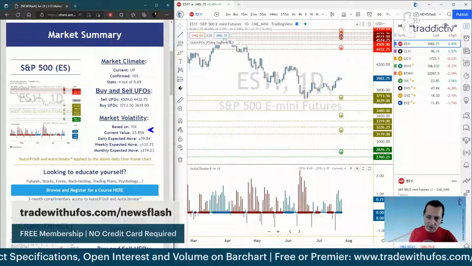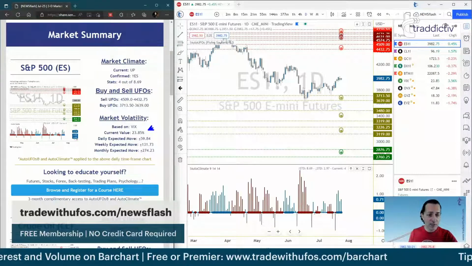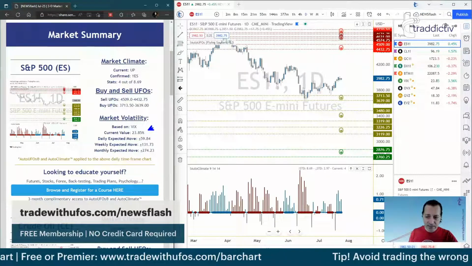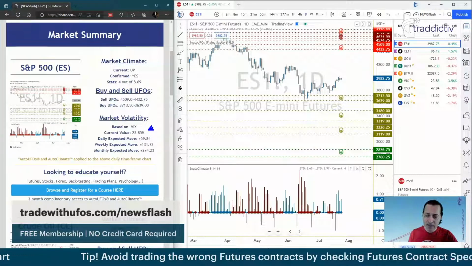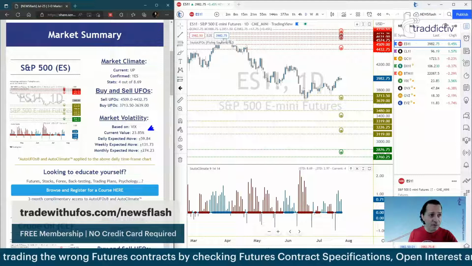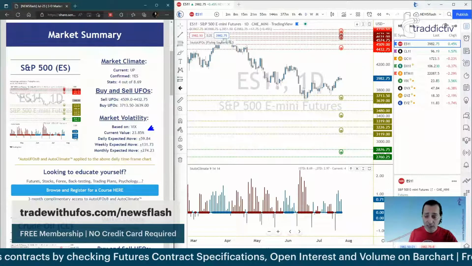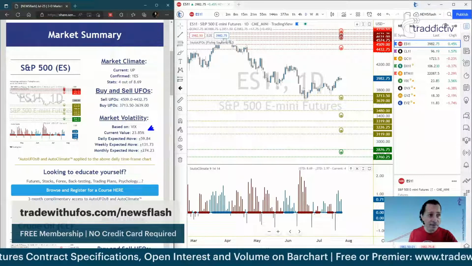Speed of movement, which is volatility, our third dimension, is expected to be 23.85%. This is a value extracted from the VIX, which is the implied volatility of options on the S&P 500 index.